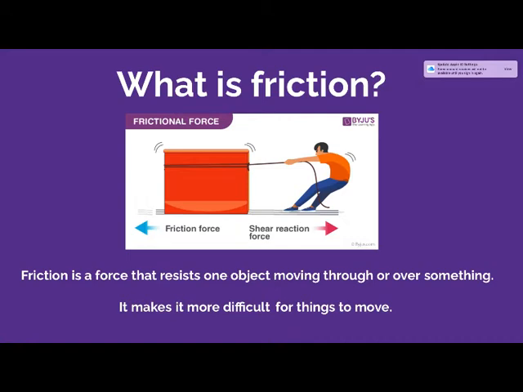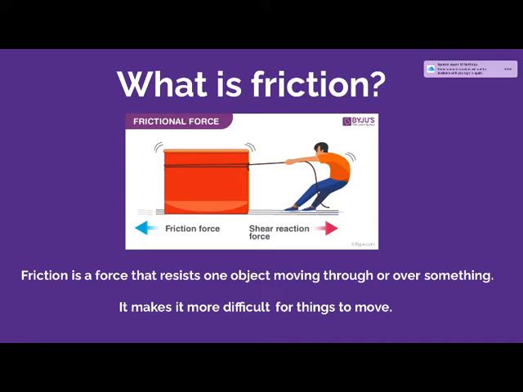So what is friction? Friction is a force that resists one object moving through or over something. It makes it more difficult for things to move. Let's take this picture for example. The man is trying to pull this very heavy red box. Now, the force at which he's pulling is called a reaction force, which is shown through the red arrow. The blue arrow is the frictional force, which is going in the opposite direction, which means that it's slowing the object down and making it harder for the man to pull the box.